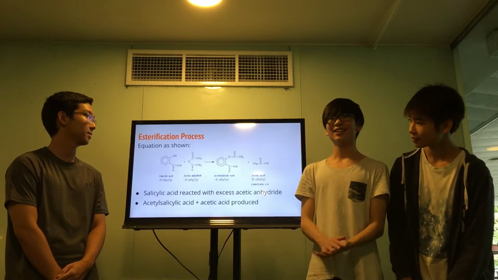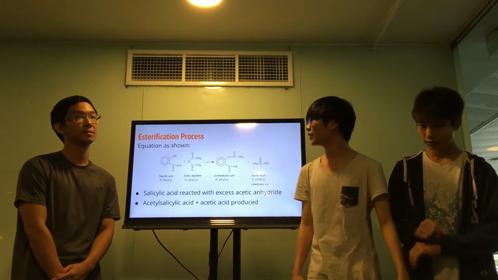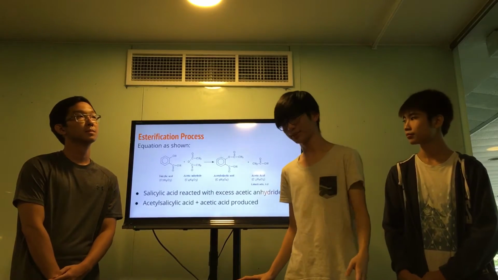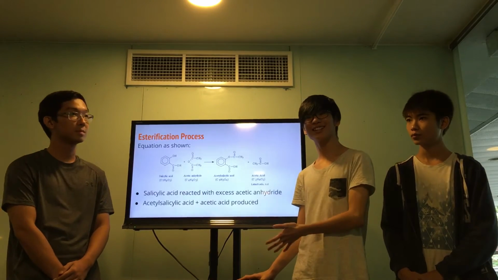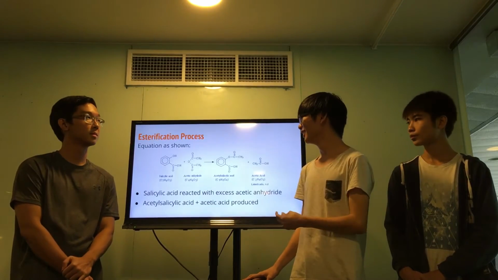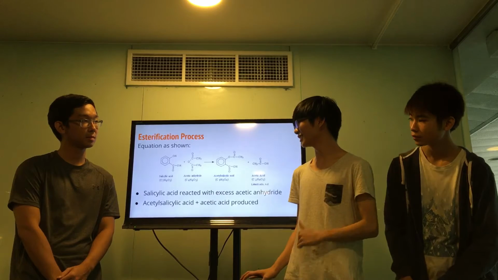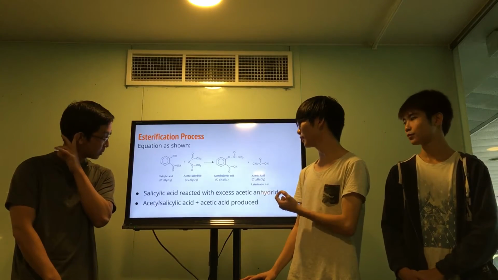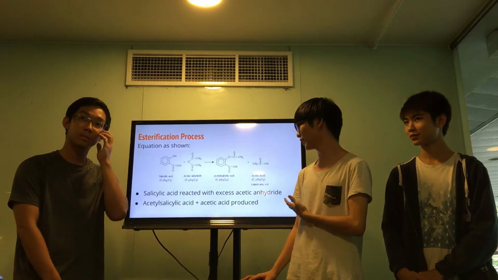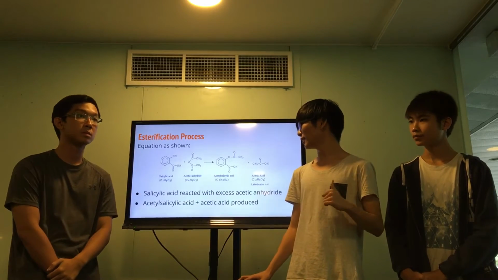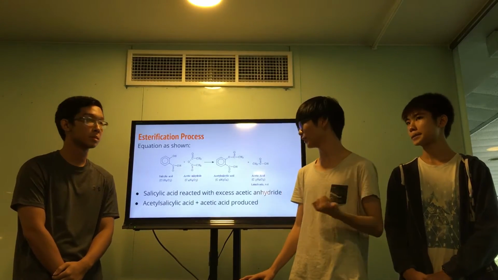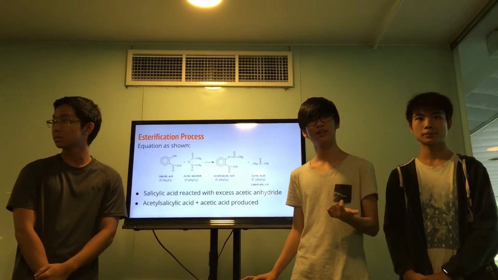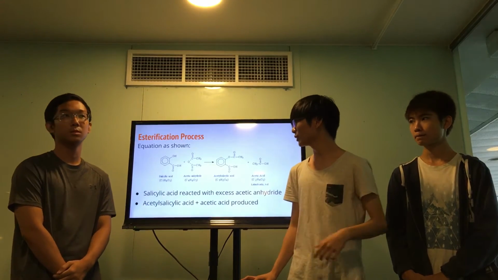So I'll be showing you all an equation of the esterification process in making the aspirin. Firstly, salicylic acid and acetic anhydride are combined together, which forms acetyl salicylic acid and acetic acid. Acetyl salicylic acid is the aspirin that we need to obtain by combining those two reactants.